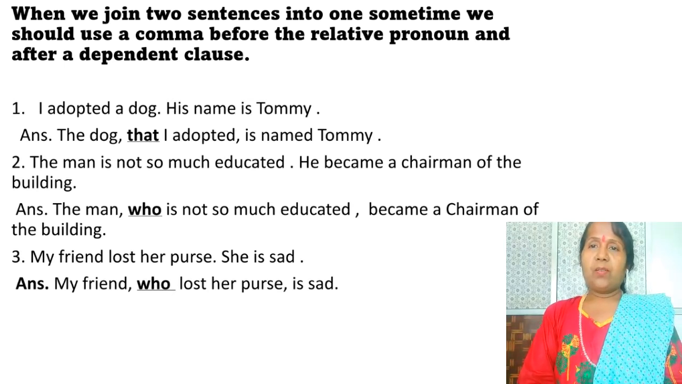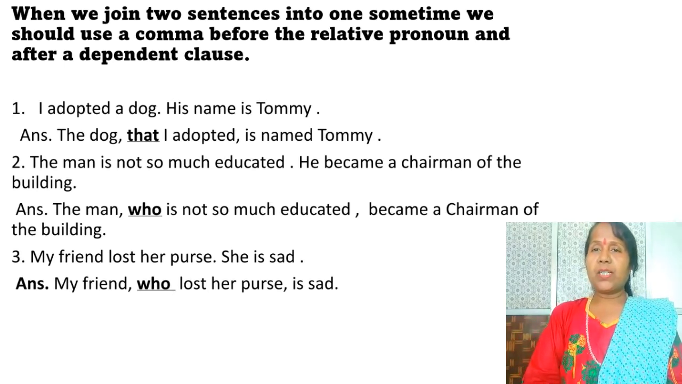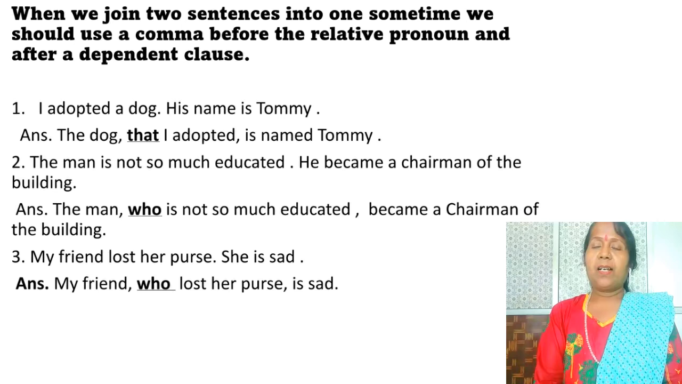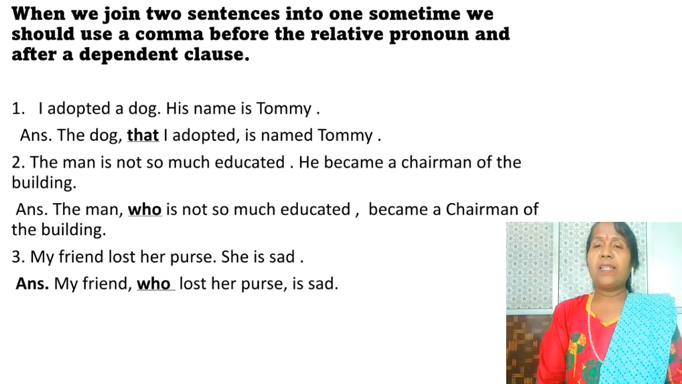Just notice, when we join two sentences into one, sometimes we should use a comma before the relative pronoun and after a dependent clause. Number 1. I adopted a dog. His name is Tommy. The answer is: the dog, that I adopted, is named Tommy.